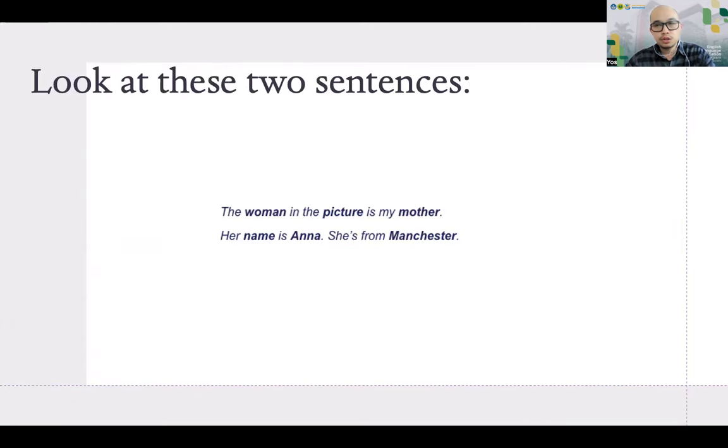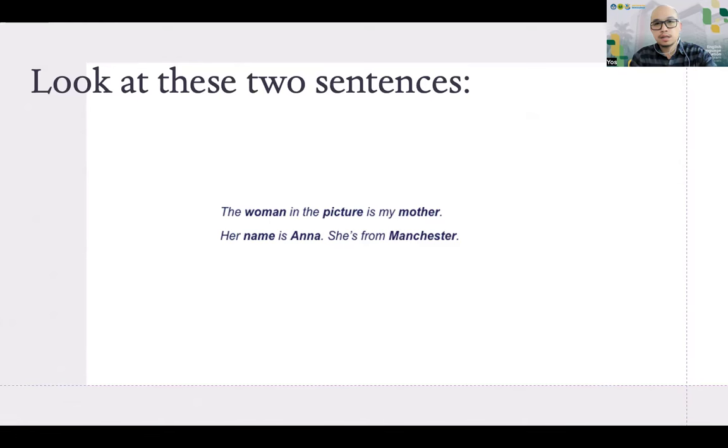Now, I want you to look at these two sentences. The woman in the picture is my mother. Her name is Anna. She's from Manchester. So the highlighted words, like woman, picture, mother, name, Anna, and Manchester, are nouns used in a sentence. What are the differences between those nouns and what positions do they occupy in the sentence?